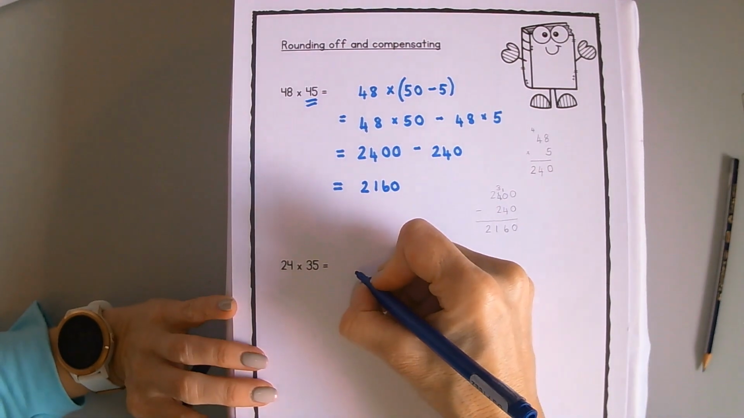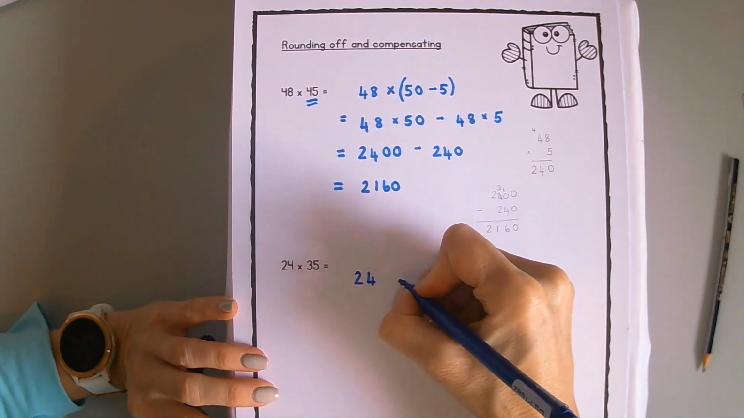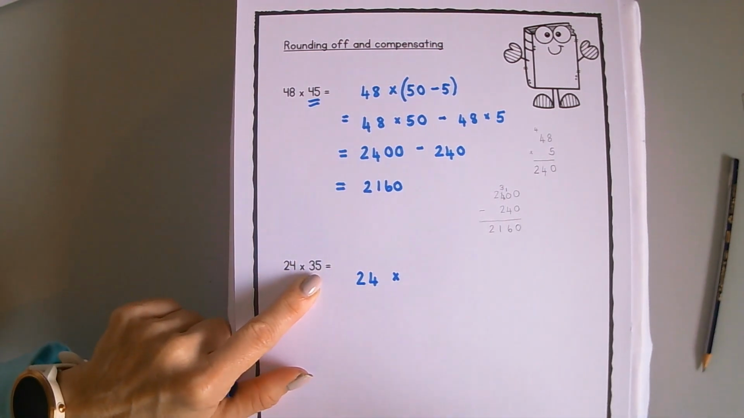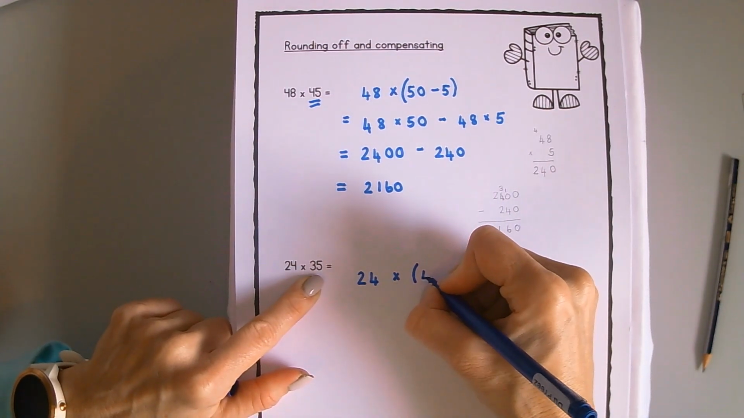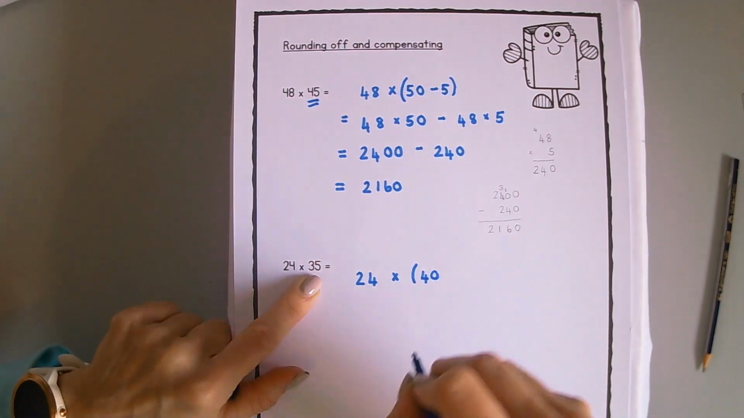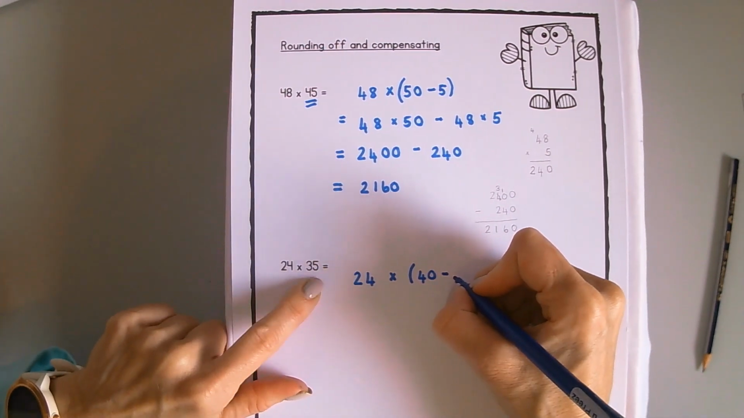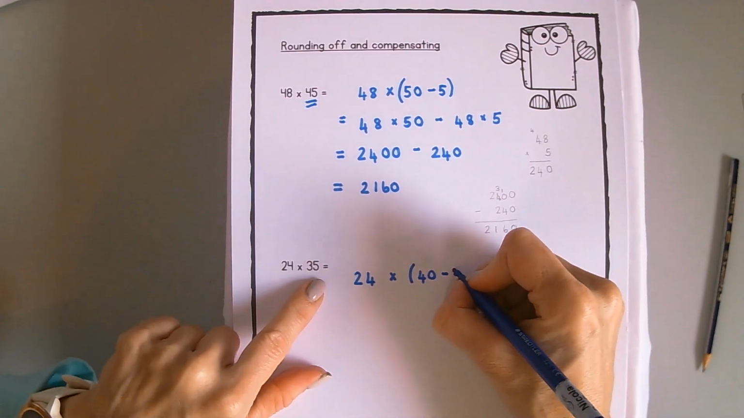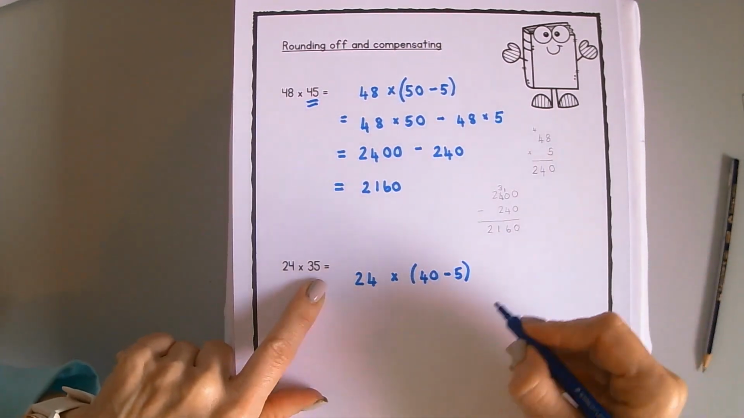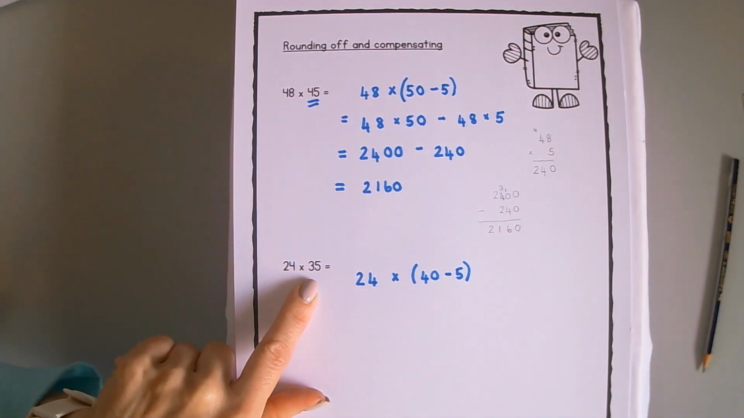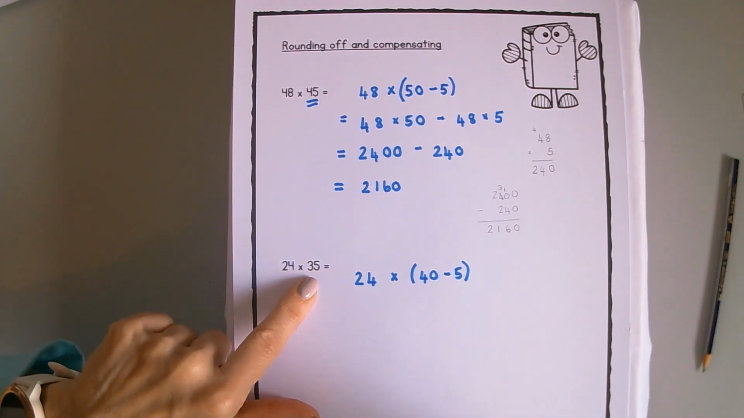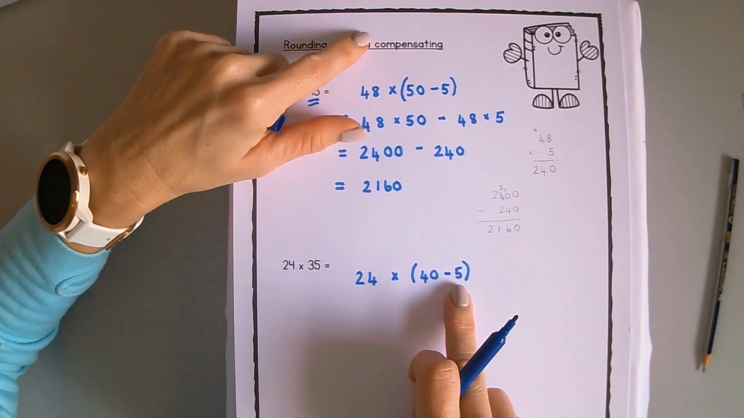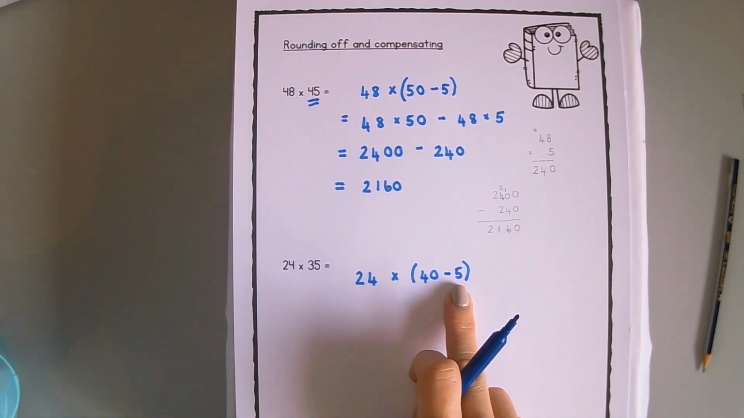Okay, let's do one more just to be on the safe side here. So we're going to do 24 times, now we're going to round off 35. And we're going to round it up to 40 because we're rounding off. But because I've got 40, I still need 35 as a number to multiply by. So we're going to minus 5 from it, because that will still give me 35. So I haven't changed my sum because I've compensated. I've made up for the numbers that I've given into the rounding off.